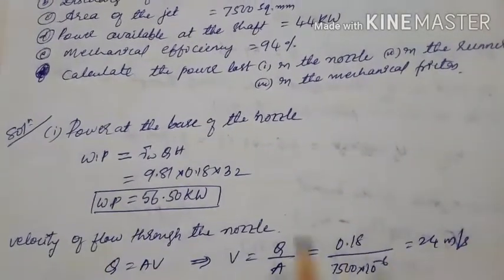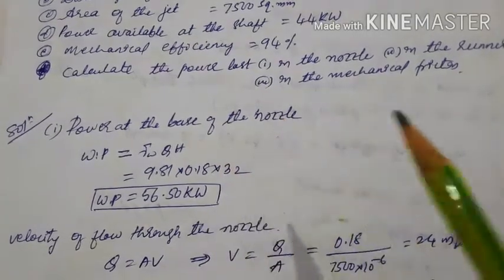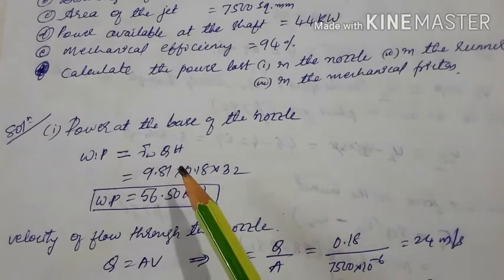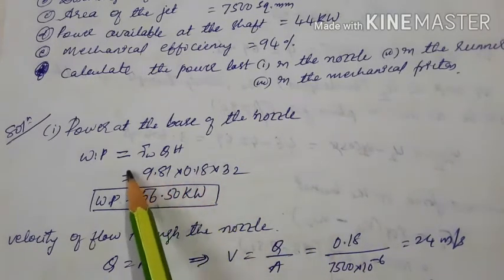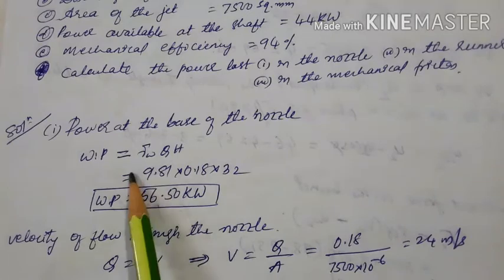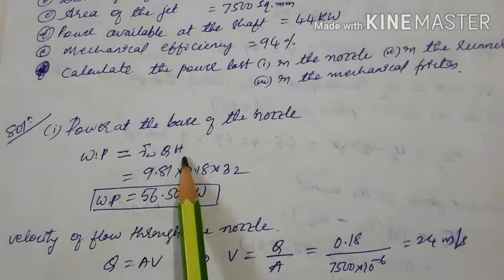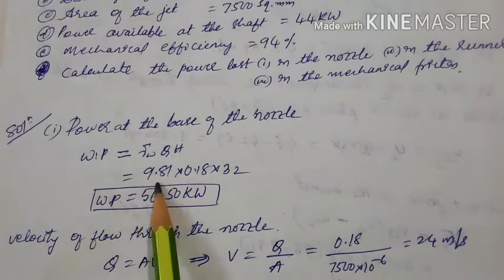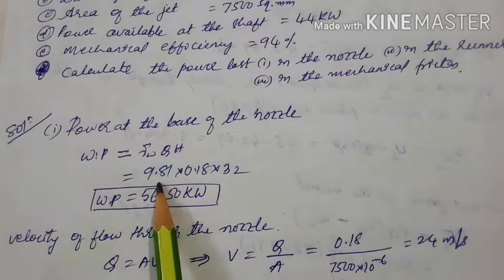Let us calculate first the power at the base of the nozzle. This power is required for calculation of overall efficiency and all. So we need to calculate what is the water power at the base of the turbine. So water power can be given as gamma W Q into H. Then gamma W, as we know, is the specific weight of the liquid. Since here the liquid is water, the water specific weight is 9.81 kilonewton per meter cube.